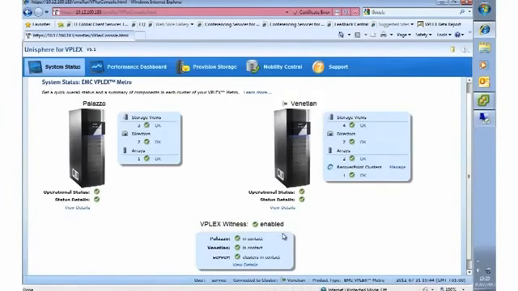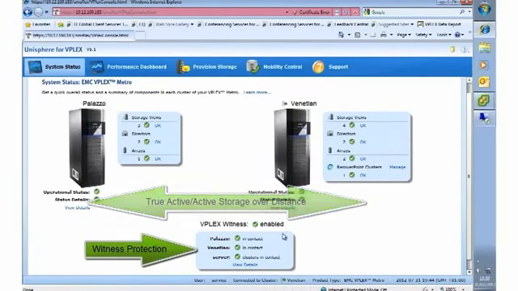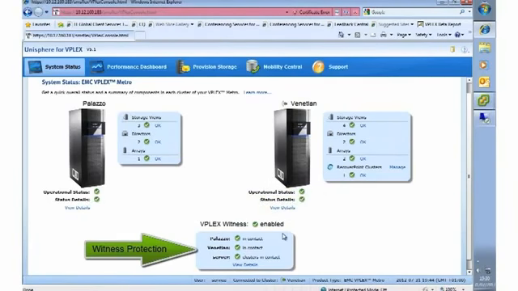Okay, so here we've logged onto the Vplex and we can see that we have two locations, one on the left, one on the right, and these are active Vplex Metro environment. So we can have simultaneous access to the same disk. And these are protected by an external arbitrator called Vplex Witness that sits in a third location. This gives us a storage continuous availability with Vplex Metro.